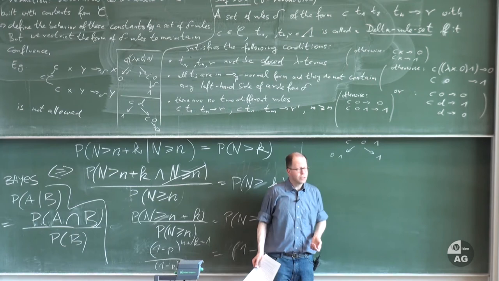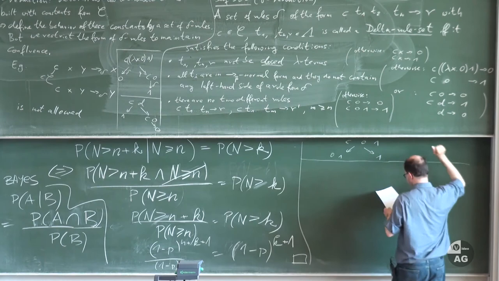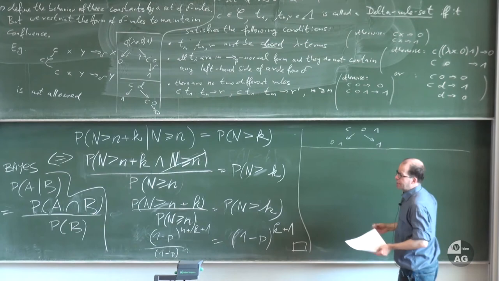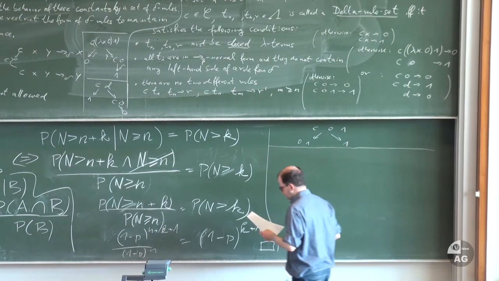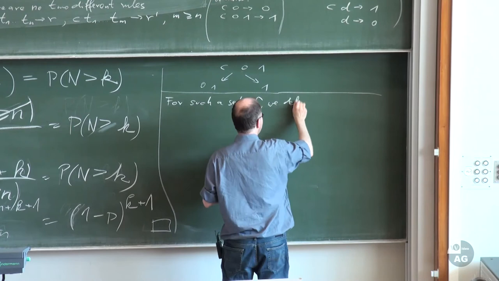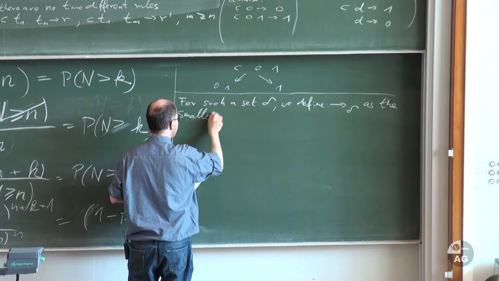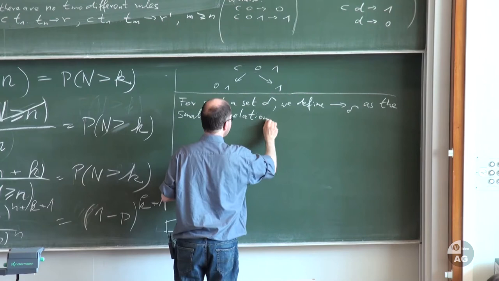So these conditions are clearly necessary for ensuring confluence. And, well, let's finish the definition. So now we say that delta reduction means that I can apply these rules anywhere. I can apply them on the top level of the term, but I can also apply them somewhere deep inside the term. So for such a set delta, we define the delta reduction, arrow delta, as the smallest relation with the following properties.